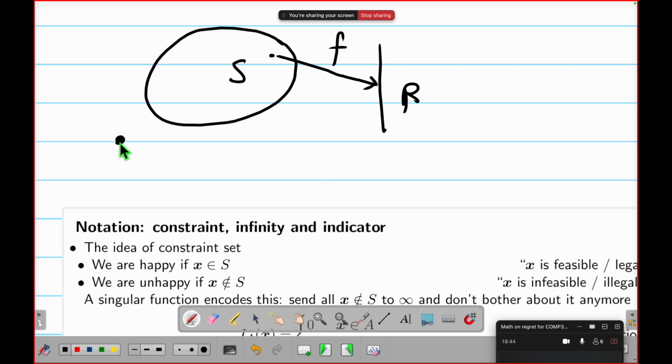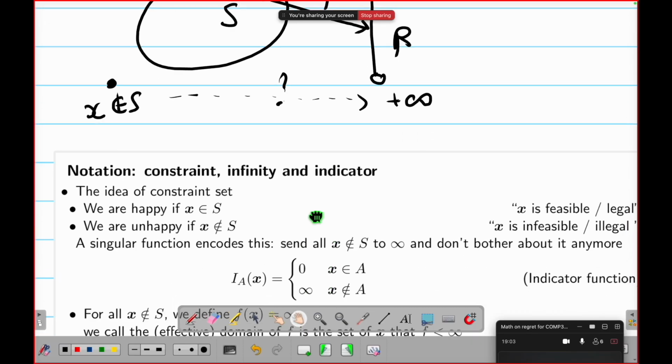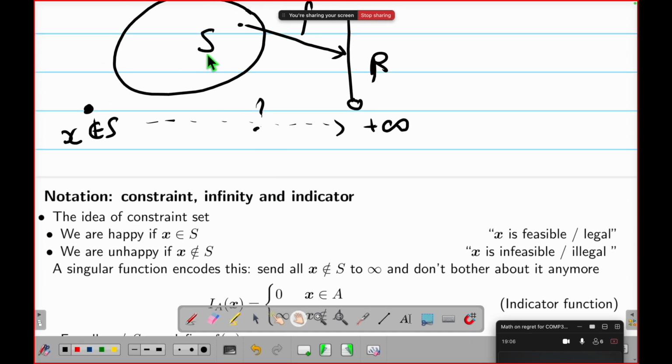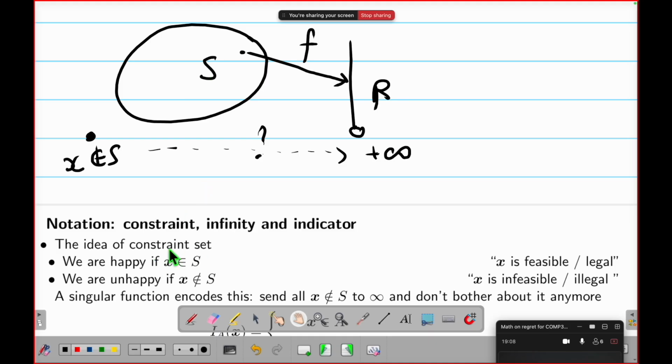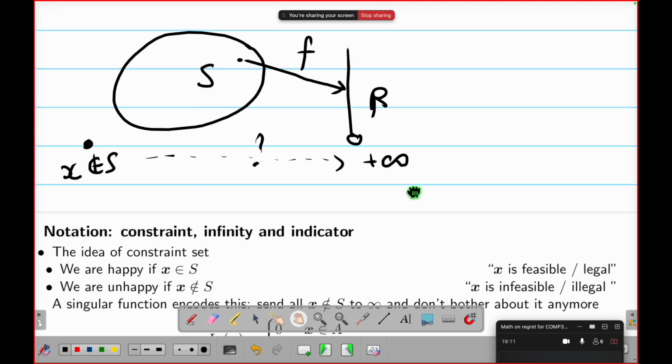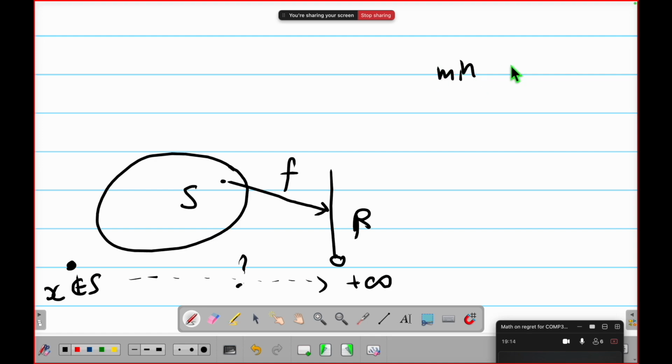Here's the thing. What happens if I have a point here? If I have a point here, this point, let me call it X, not inside S. Then the question will be, how do I go to here? Well, in this kind of situation, we always say there is an infinity. Everything outside set S goes to infinity. That's the idea. If I have a region S, I can think of this as a constraint. In some optimization problem, suppose you want to minimize x squared, and you want x larger than 0. So if x is -5, you are unhappy because x cannot be negative.